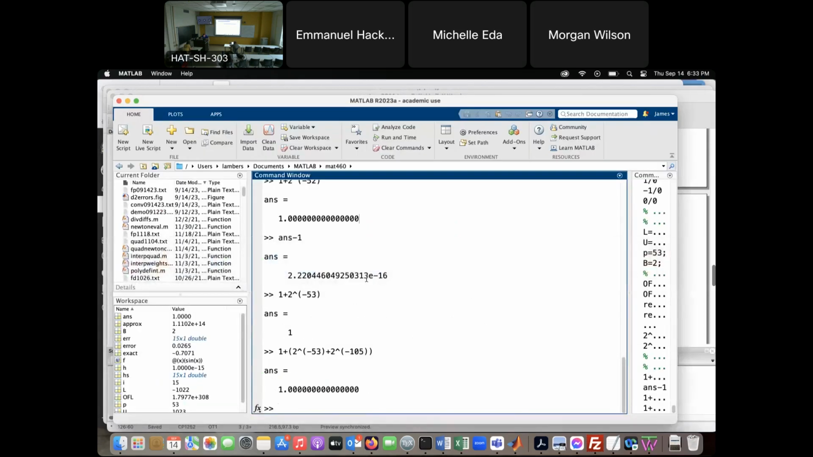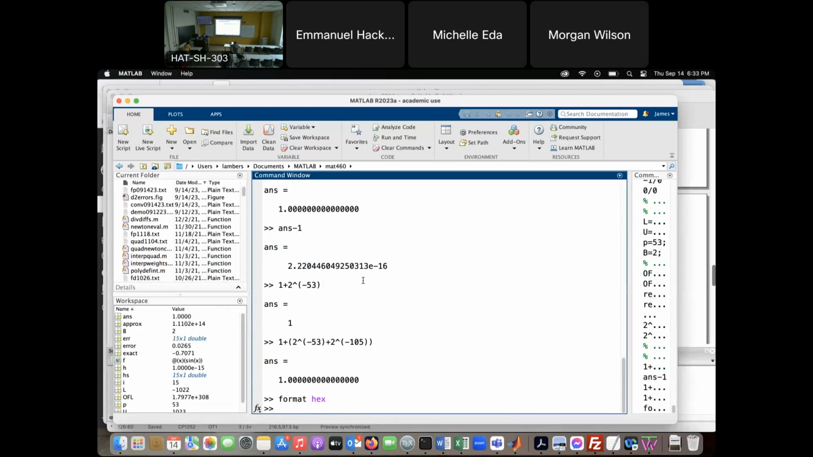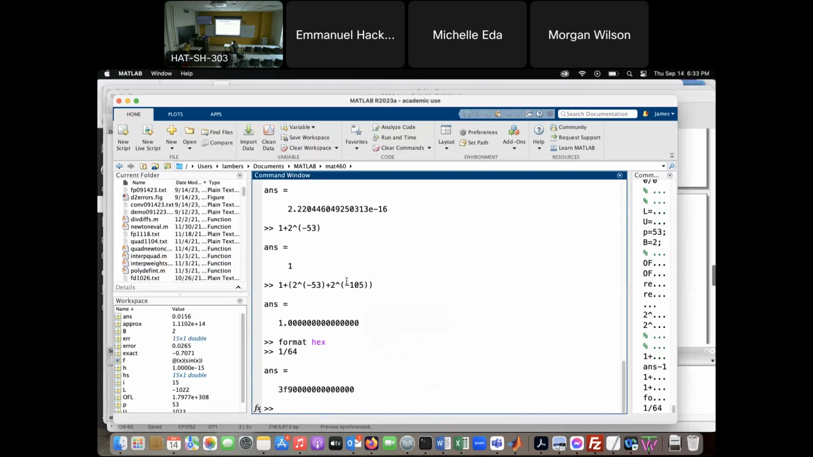I'm back to MATLAB. If I do format hex, any numbers I type at this point are going to appear in hex format. I'm just going to make up a number here. I'll do a negative power of 2 for convenience: 1 over 64. Now we have this gobbledygook. What does this mean? 3F9, and then all these zeros.